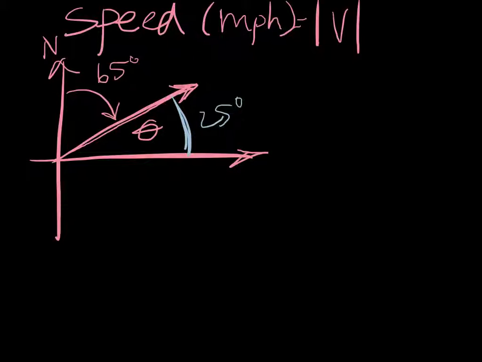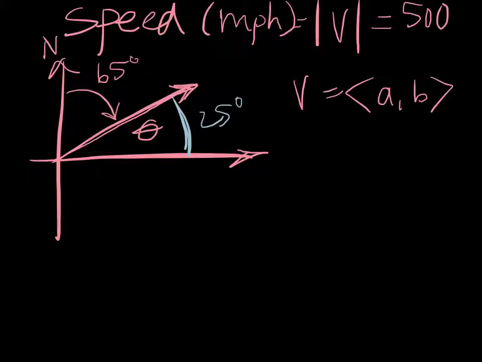It says that the plane is flying with a speed of 500 miles per hour. So that's the magnitude of this vector. And then it says find the component form of the velocity of the airplane. And we call the bearing the angle from due north, measured clockwise. It gives you this problem, and it wants it in component form. So it wants your vector in this form.